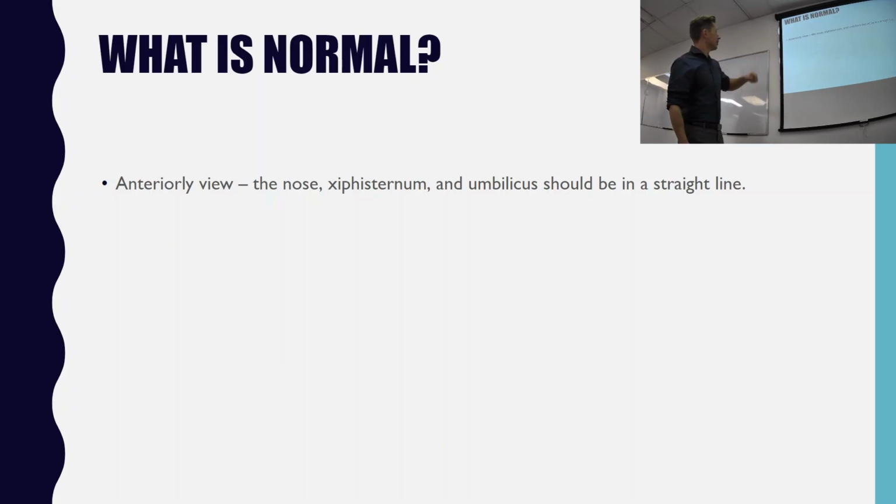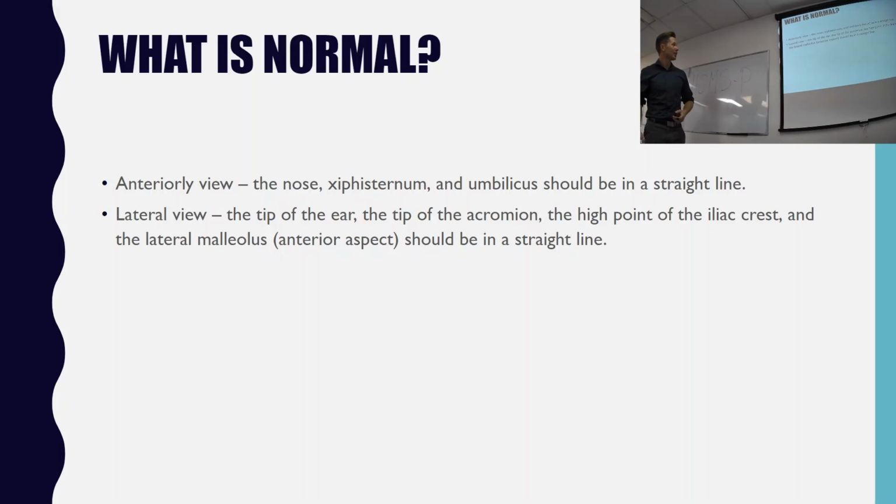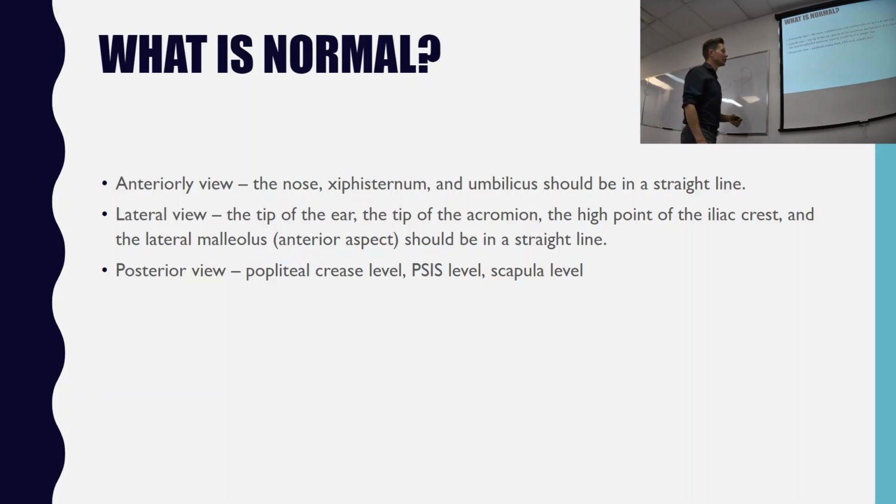From an anterior view, the nose, xiphisternum, and umbilicus should be in a straight line. Now it's very difficult to identify this unless you have, say, a string hanging from the roof with a weight, that's called a plumb, or you're using an app. But they should be perfectly aligned. So that's an anterior view, and that's going within the torso up. Lateral view, the tip of the ear, the acromion, and the iliac crest should be in a straight line. Again, we're doing just the superior part of the body for this example. Posterior view, the popliteal crease, the PSIS, and the scapula should be at the same horizontal line.